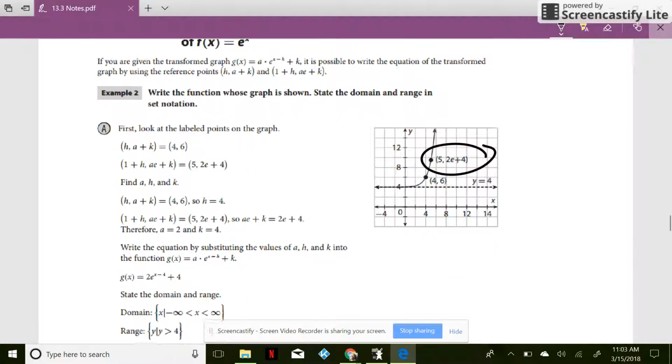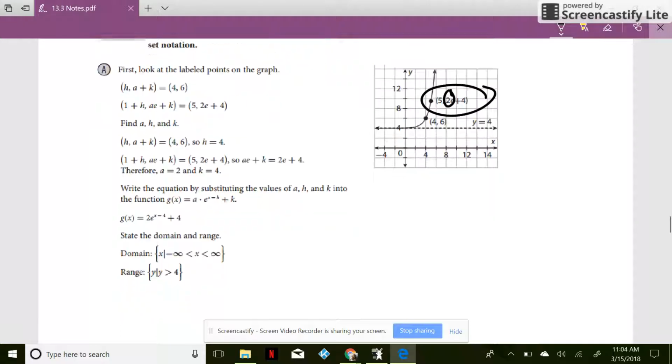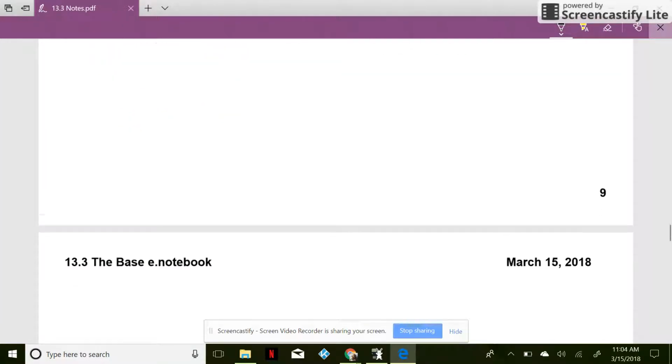So since we write it in terms of e, this second point here, the one that's further away, this coefficient in front here is telling you that your a value here is 2. So it's actually slightly easier than what we've seen before.